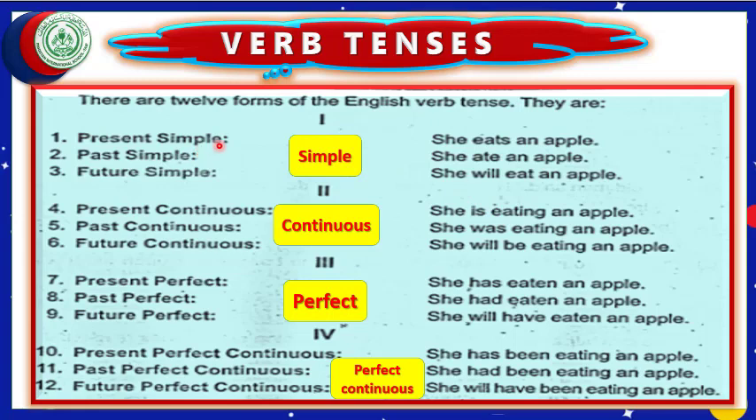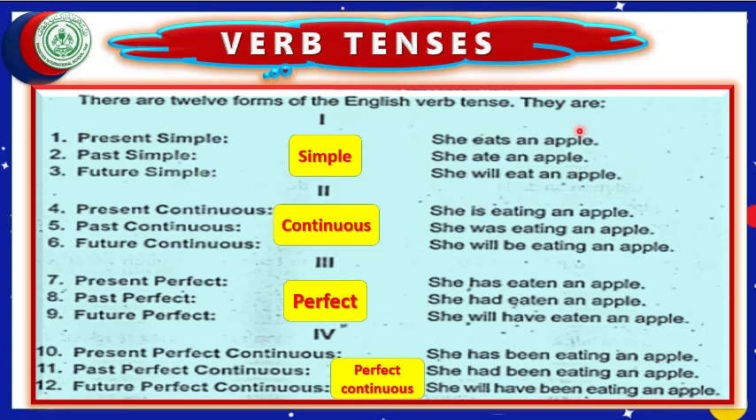When it is present simple, it is written she eats an apple. When it changes into past simple, it becomes she ate an apple. Eats has changed into ate. In third sentence, it has become she will eat an apple. This is future simple.